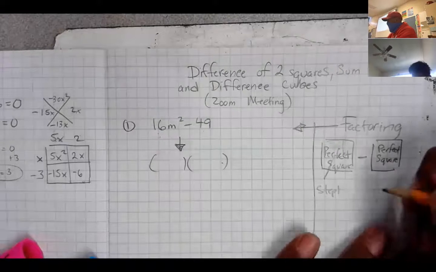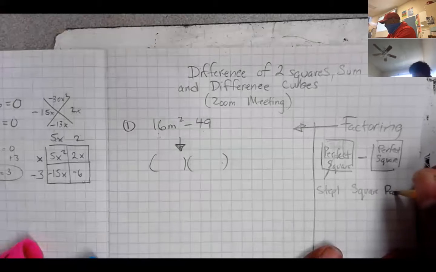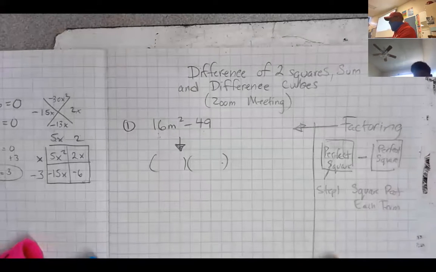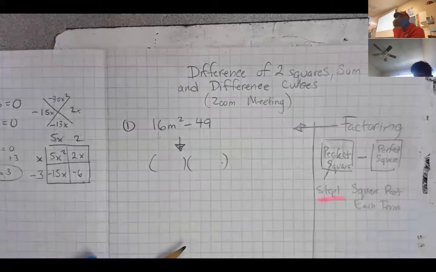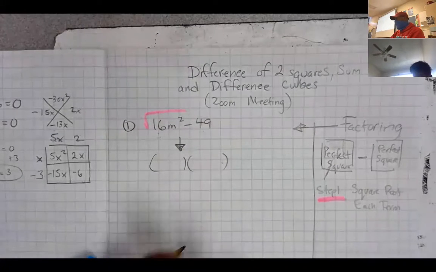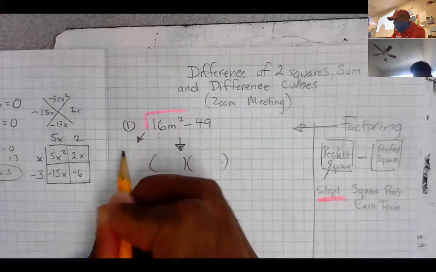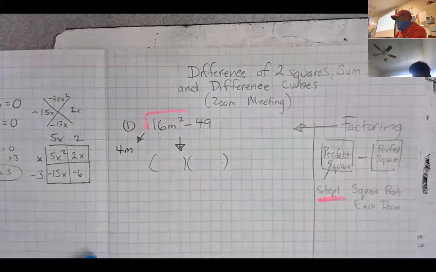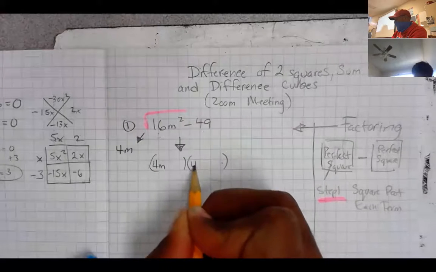So step 1, square root each term or each number. So square root each number. So what I'm going to do here is I'm going to square root 16m squared. So the square root of 16 is 4. And the square root of m squared is just m. Okay, that ends up being my first term in each of these parentheses.